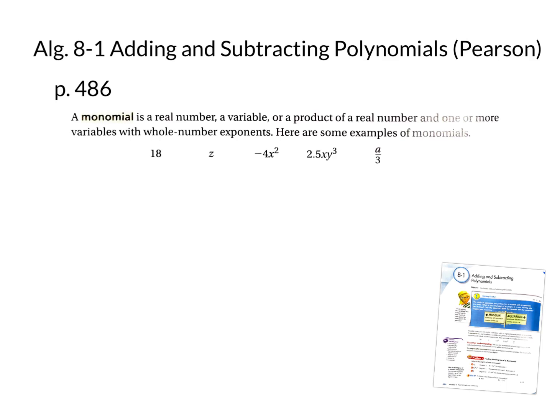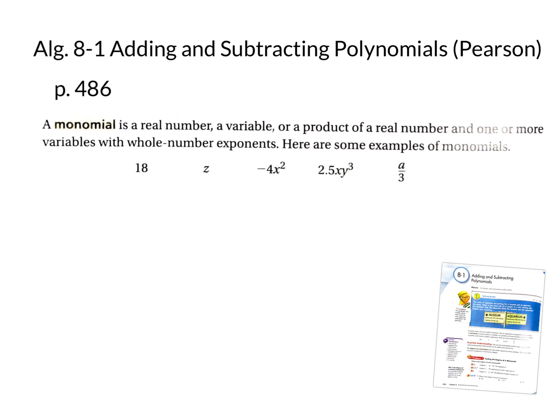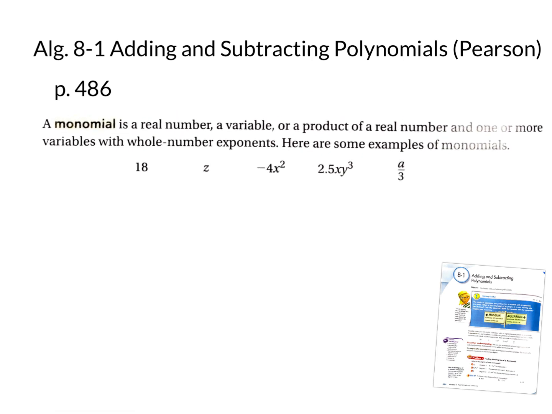Section 8.1 is on adding and subtracting polynomials. Before we talk about polynomials, we will talk about monomials. So a monomial, the prefix mono means one, so a monomial is a real number, variable, or product of a real number and one or more variables with whole number exponents.